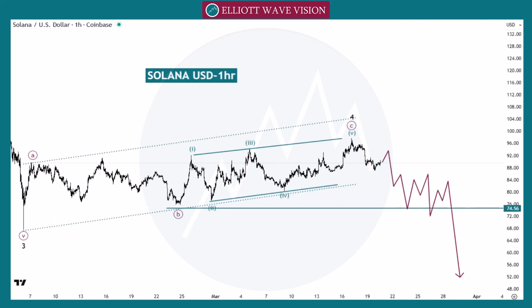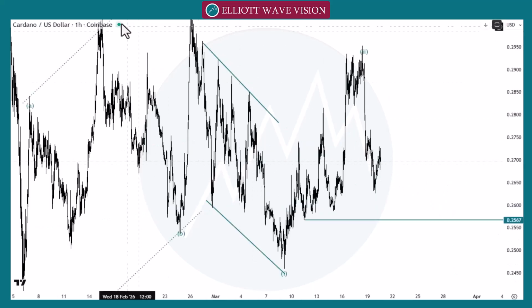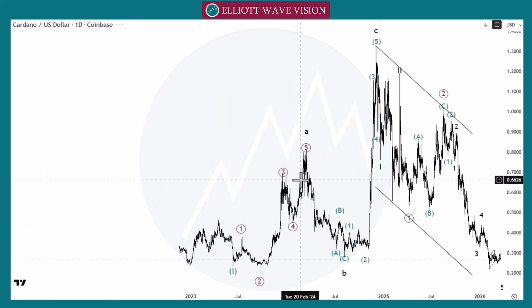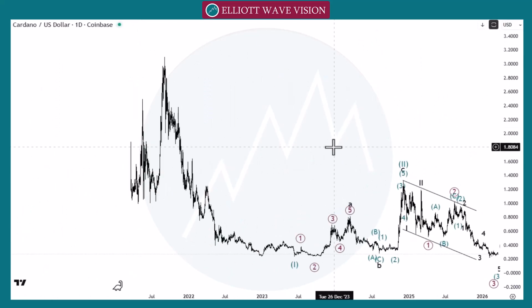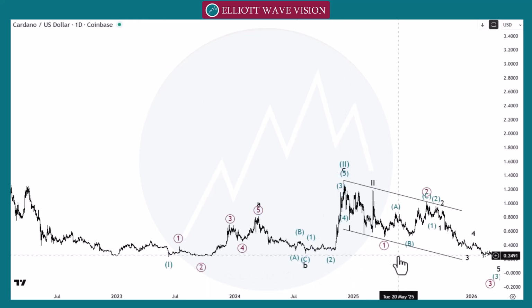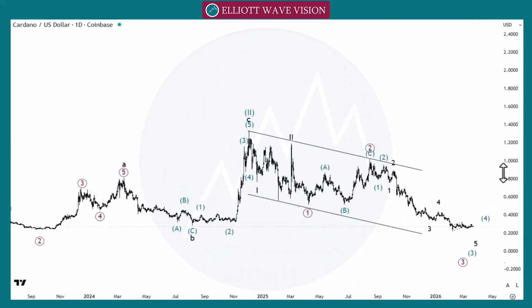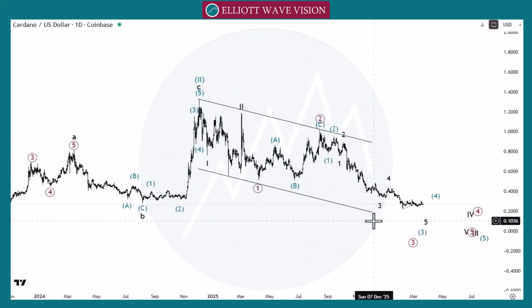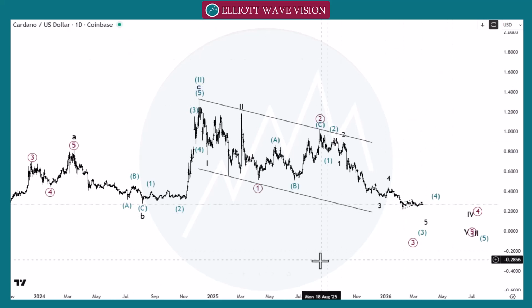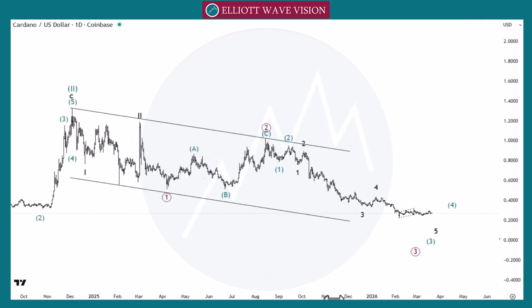So let's check our next pair, ADA USD, Cardano. So in this pair, we count this structure as a green wave 1, then green wave 2. Now we are looking for this move as a green wave 3. Or we can count this move as a B and C, W, then X and then Y towards the bullish side. We can count differently.